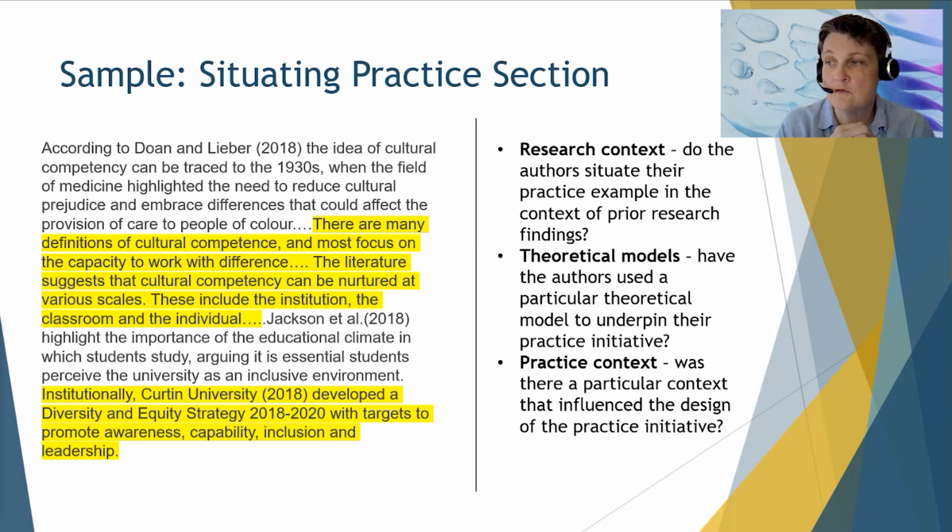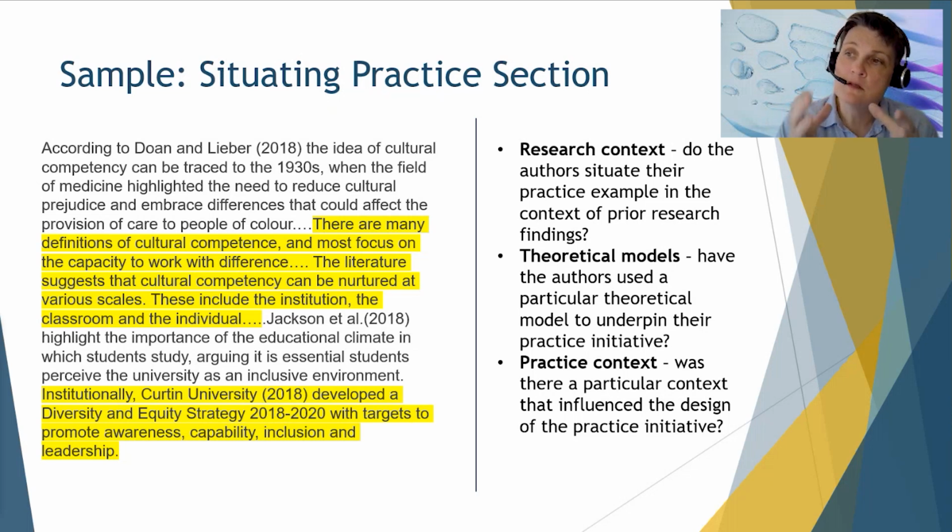The literature suggests that cultural competency can be nurtured at various scales. These include the institution, the classroom, and the individual. Jackson et al. highlight the importance of the educational climate in which students study, arguing it is essential students perceive the university as an inclusive environment. Institutionally, Curtin University developed a diversity and equity strategy 2018 to 20 with targets to promote awareness, capability, inclusion, and leadership.